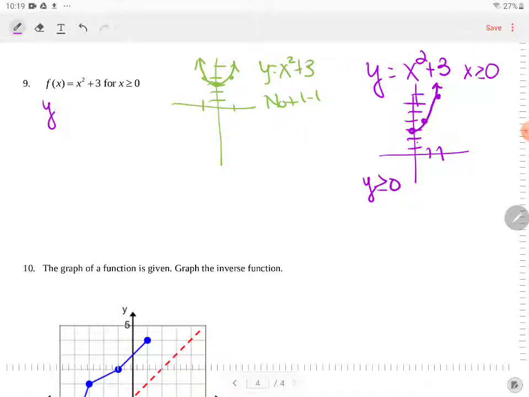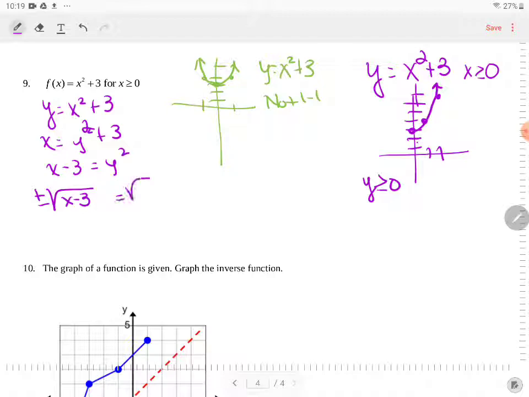So again, y is equal to x squared plus 3. Switch x and y. X is equal to y squared plus 3. Subtract 3. Square root both sides. You're going to put a plus or minus. So how do you decide what we're going to use for the inverse? Because both of those answers are not correct.